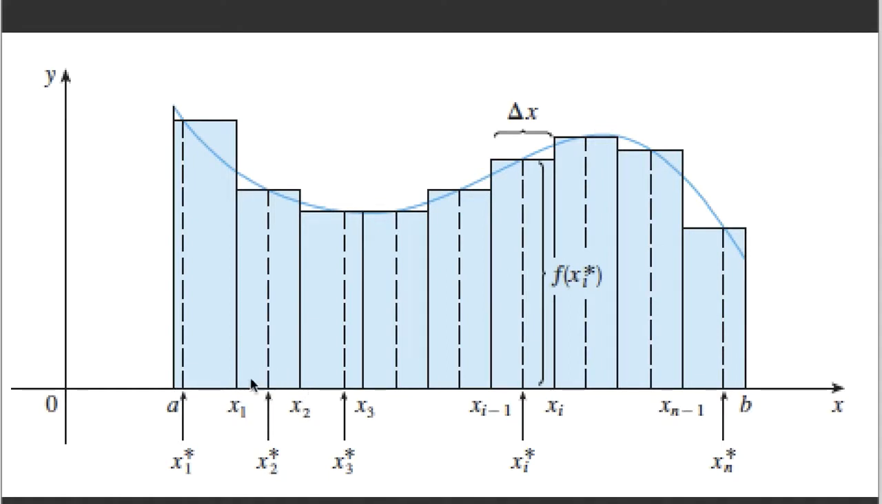Notice in the second rectangle, we did pick the midpoint. So for the second rectangle, x sub 2 star, the representative point was the midpoint. If I look in the third rectangle, I'm using something a little closer to the right endpoint, and that comes up to the function, and that determines the height of the rectangle.